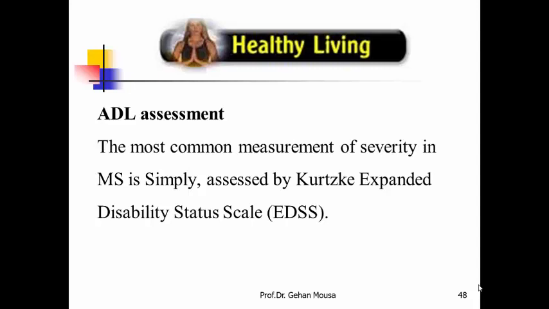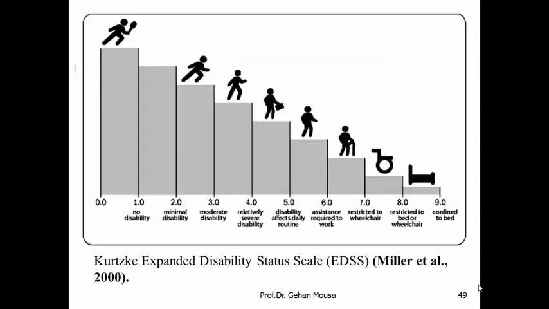Assessment of activities of daily living. There are multiple scales for assessment of ADL. We can choose one of them. But recently, from the 90s, the disability status scale identifies the severity of MS.